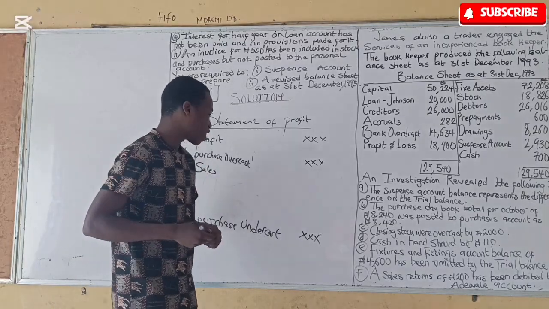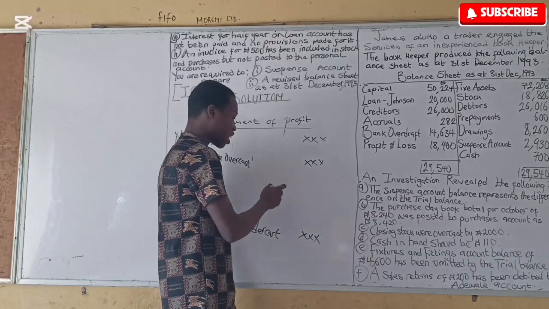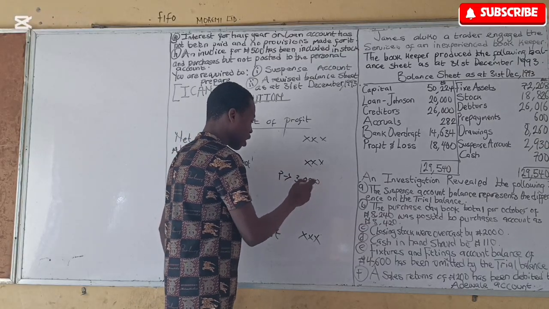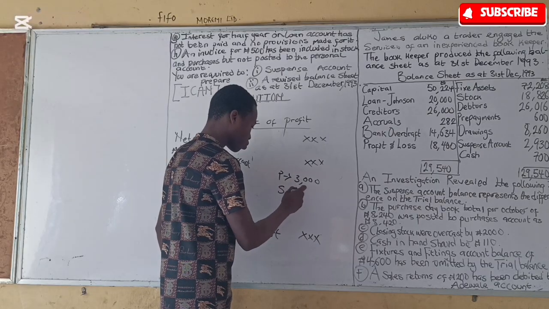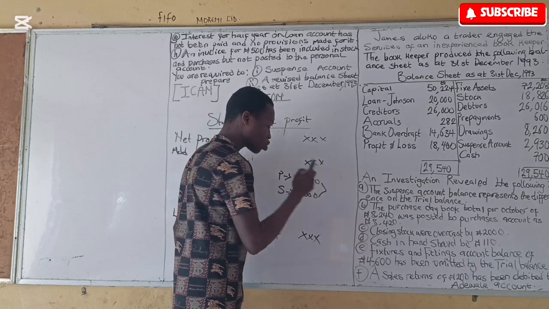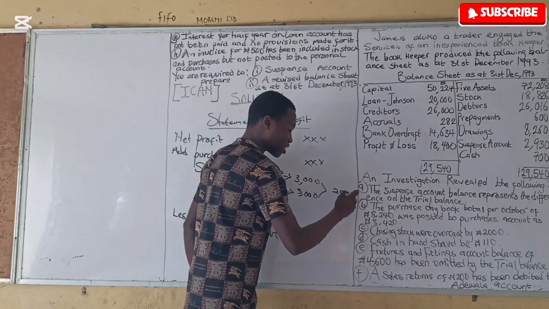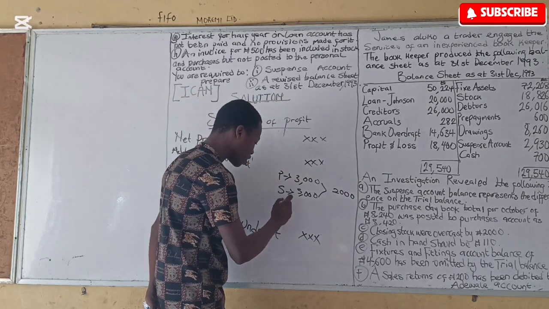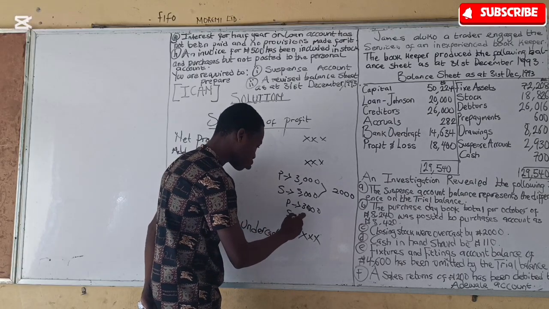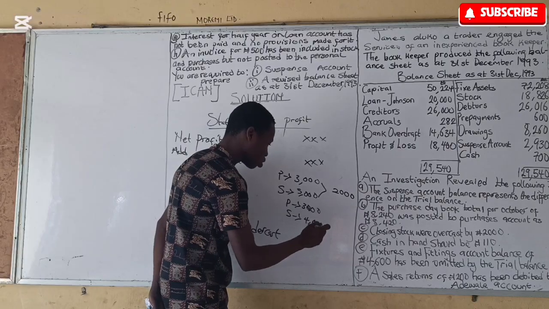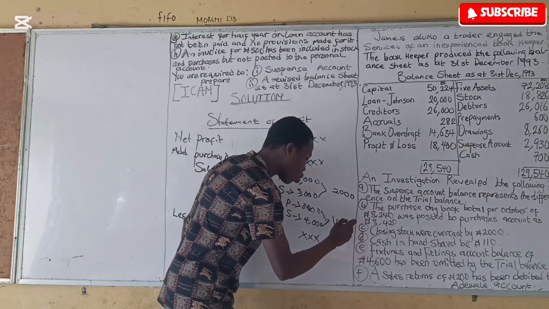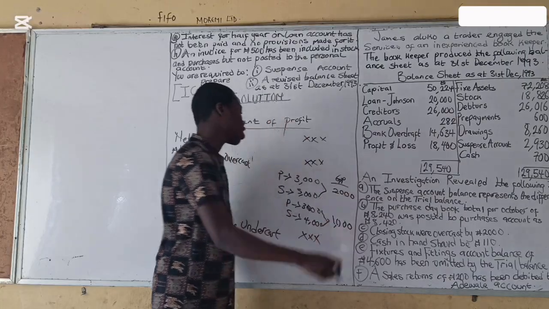Sales, overcast and undercast. The same scenario: if the purchase is 3,000 naira and the sales is 5,000 naira, when you subtract it, the gross profit here is going to be what? 2,000, right? But if the purchase is still 3,000 and the sales reduced to 4,000, the gross profit is going to be what? 1,000.